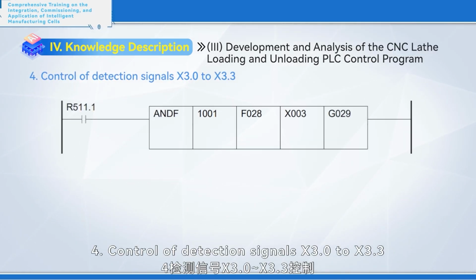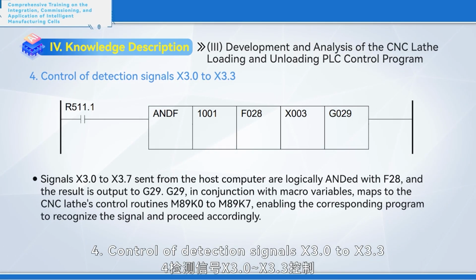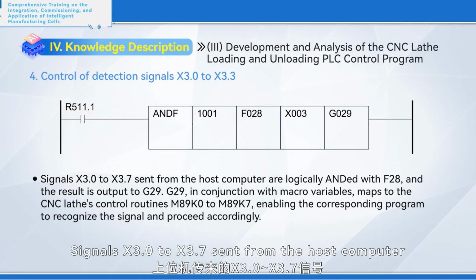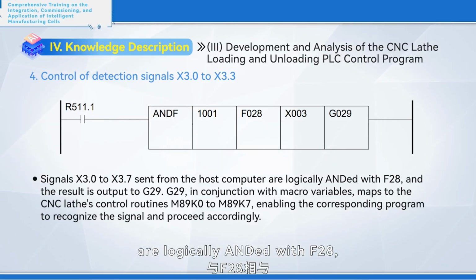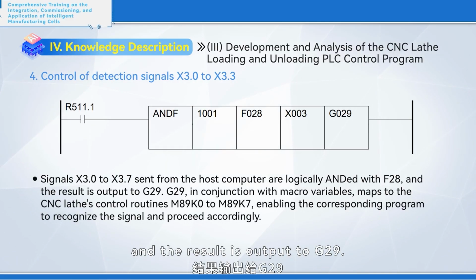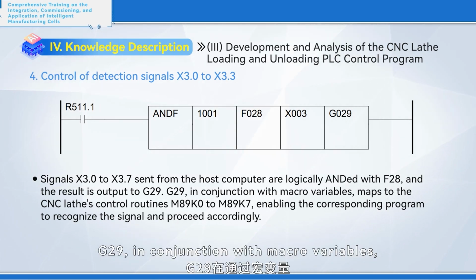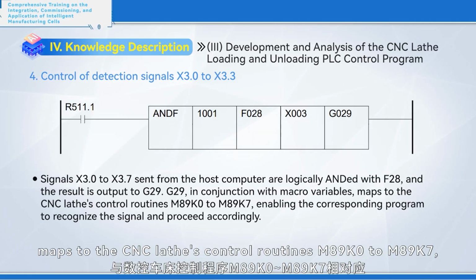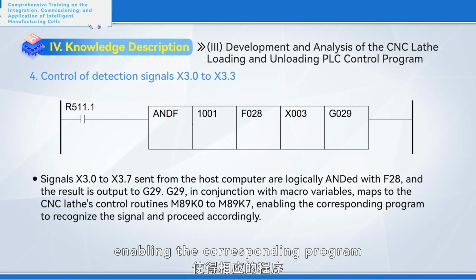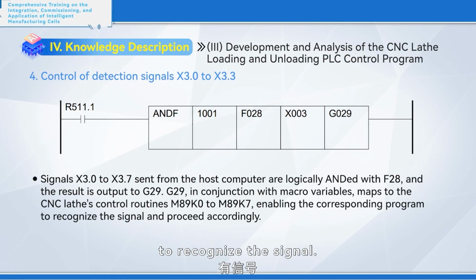4. Controller detection signals X3.0 to X3.3. Signals X3.0 to X3.7 sent from the host computer are logically ANDed with F28, and the result is output to G29. G29, in conjunction with macro variables, maps to the CNC lathe control routines M89K0 to M89K7, enabling the corresponding program to recognize the signal.